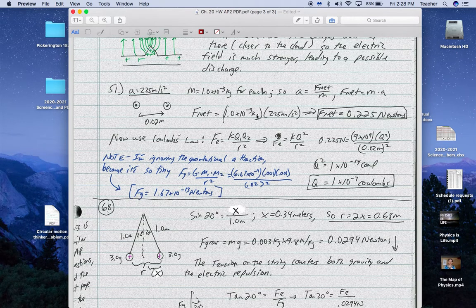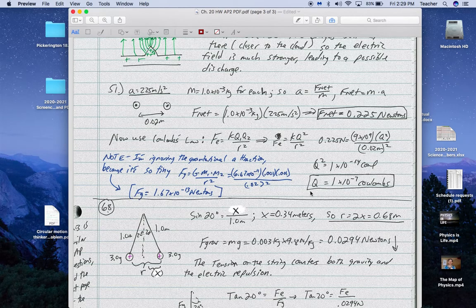I can rearrange that. If I know the acceleration and the mass of the spheres, I can figure out the net force. So be careful because it gave the mass in grams. I need to make sure that's kilograms. So I converted it, so it's 1 times 10 to the negative third kilograms each. And therefore I get a net force of 0.225 newtons. So now we can use Coulomb's law. Since we know the net force, these two charges are going to be equal to each other, so it's kq squared over r squared. And I can use that to find the charge.